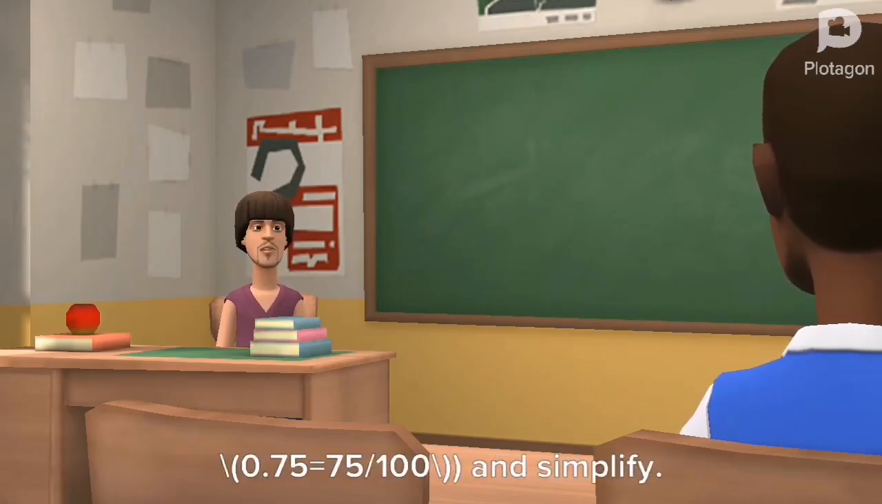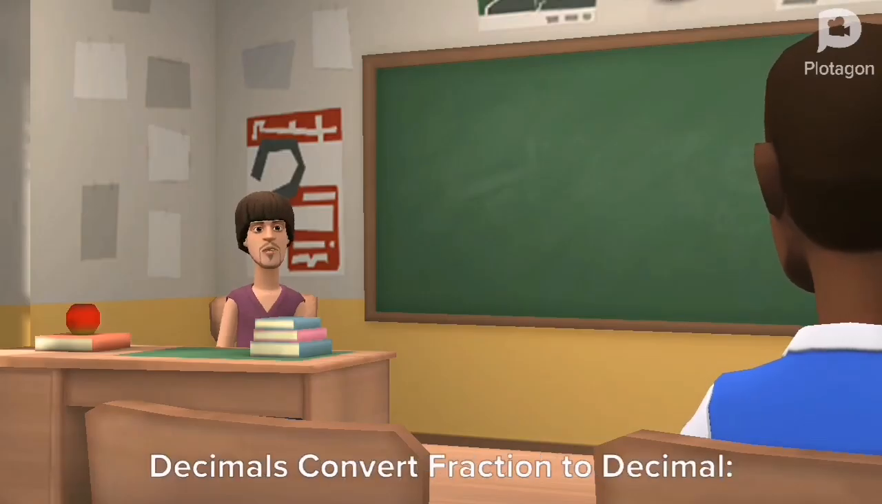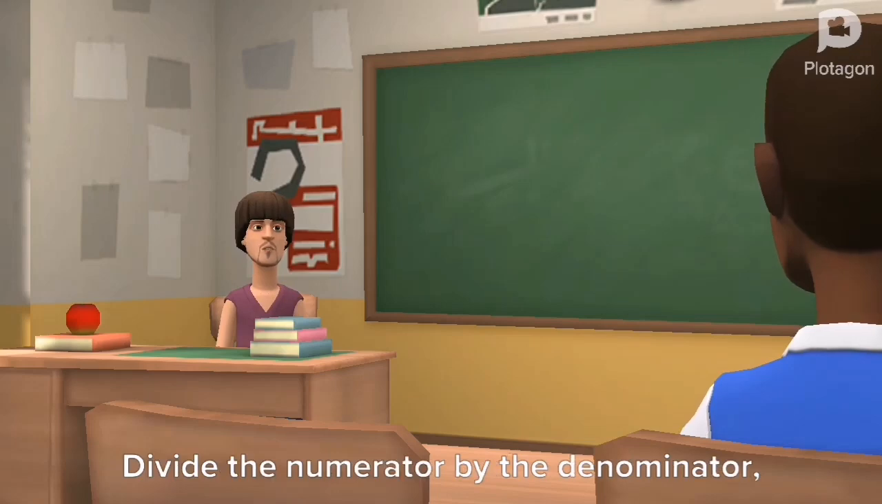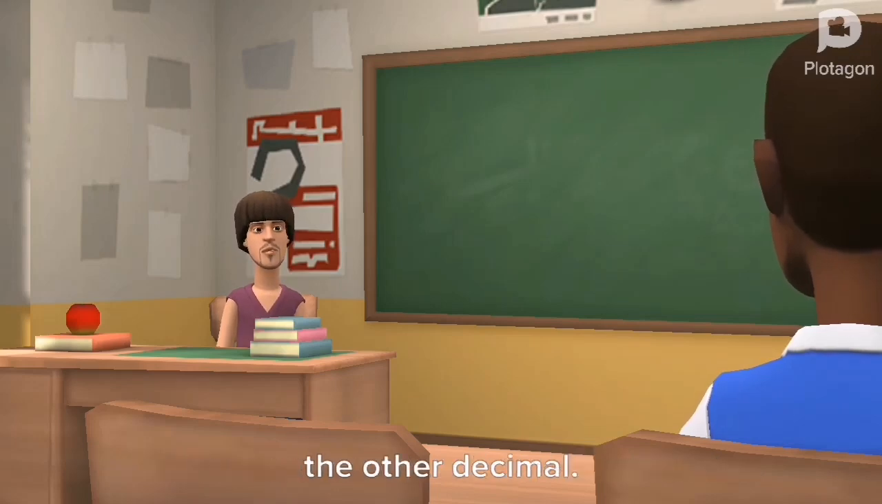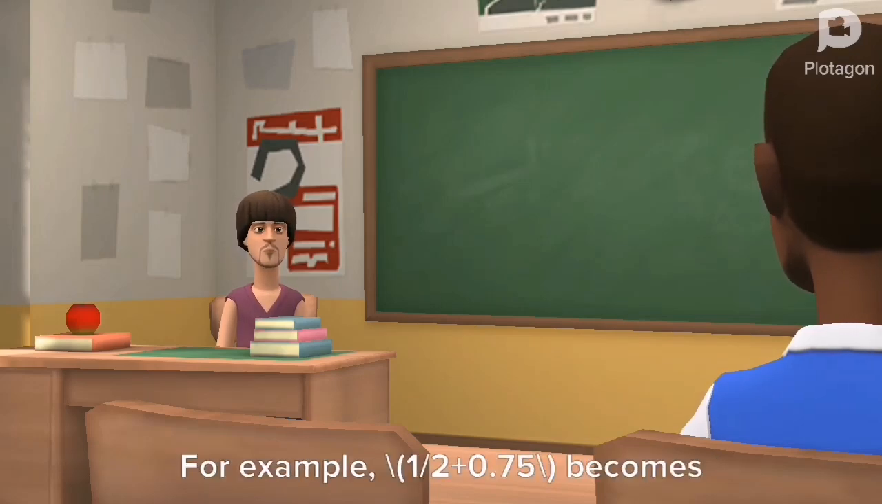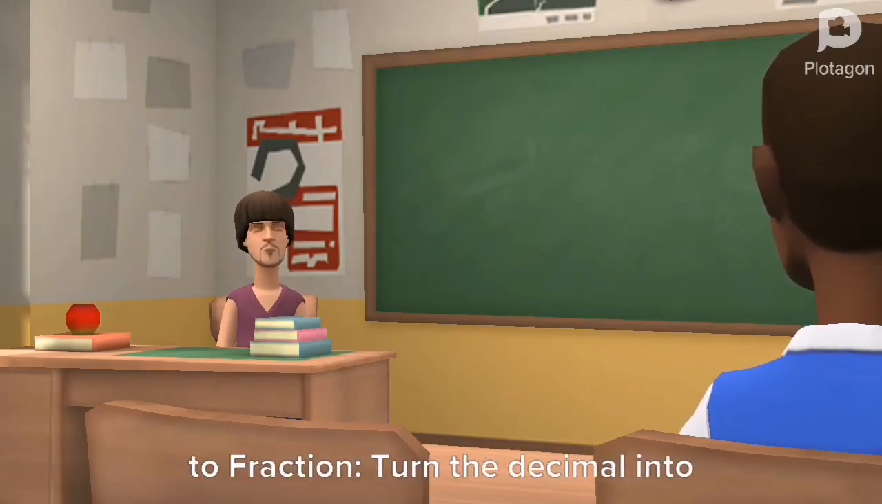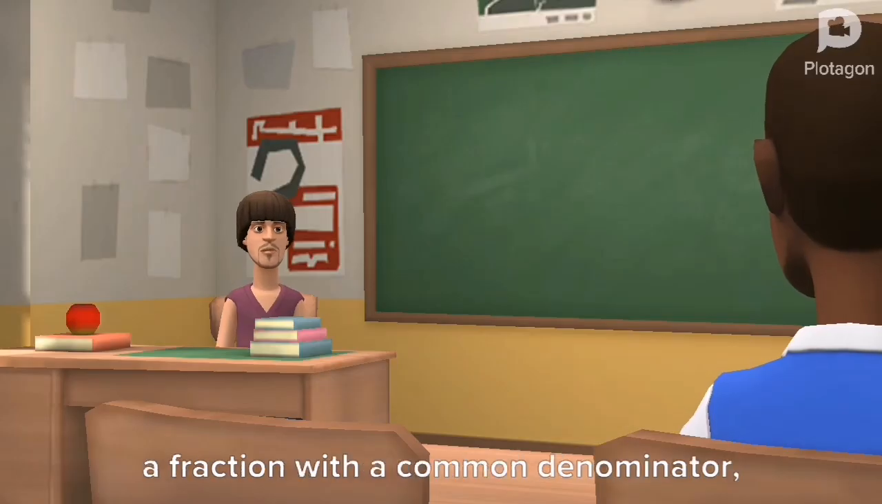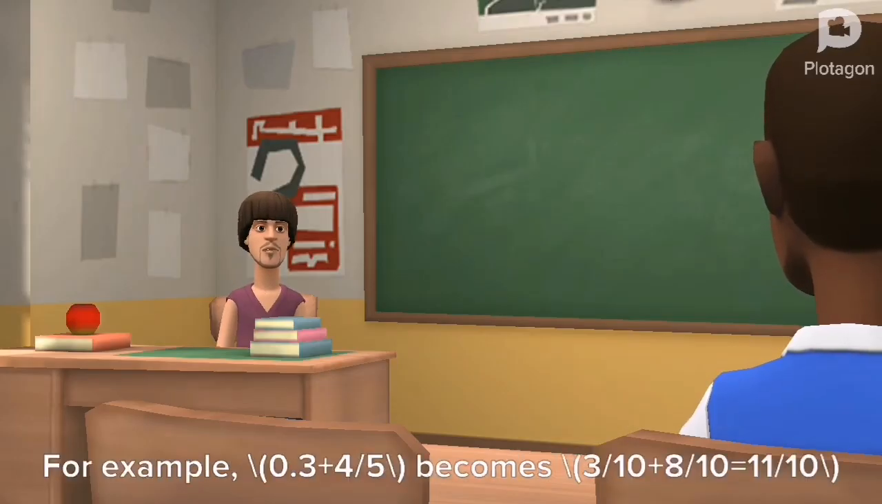Key methods for adding fractions and decimals: convert fraction to decimal, divide the numerator by the denominator, then add the resulting decimal to the other decimal. For example, 1/2 plus 0.75 becomes 0.5 plus 0.75 equals 1.25. Convert decimal to fraction, turn the decimal into a fraction with a common denominator, then add the numerators. For example, 0.3 plus 4/5 becomes 3/10 plus 8/10 equals 11/10 or 1.1.